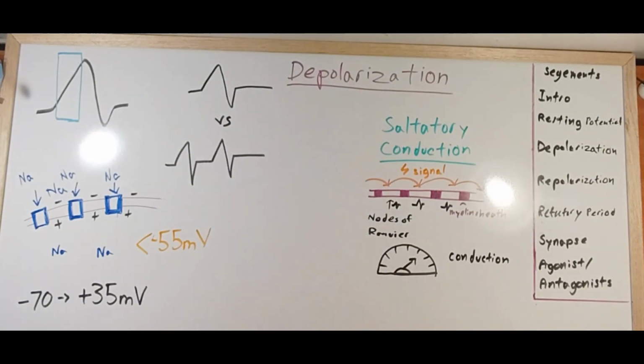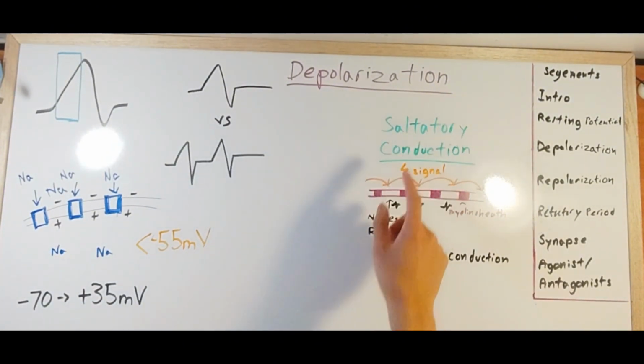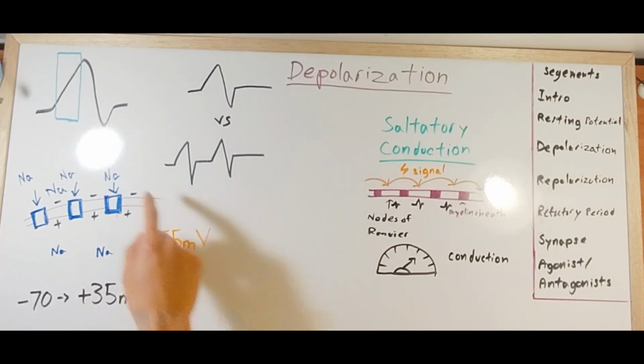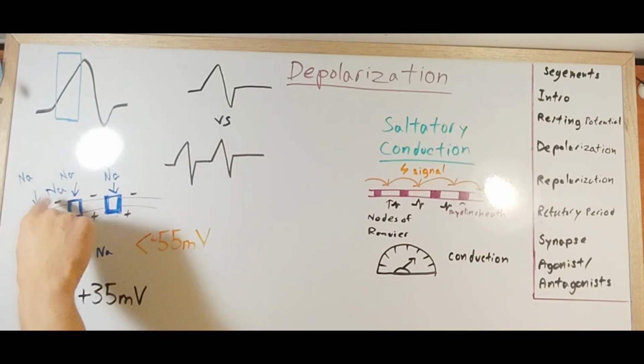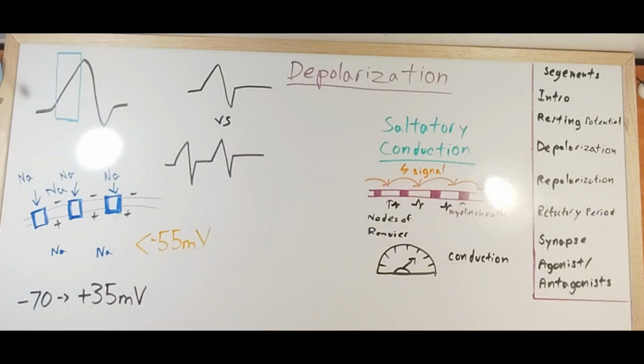Next, we will be talking about depolarization. Depolarization is the upward curve of an action potential, and it occurs when the sodium channels open and introduce sodium ions to the inside of the cell. It changes the voltage from negative 70 millivolts to positive 35 millivolts inside the cell.